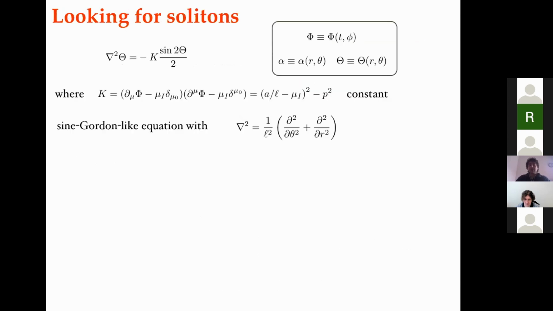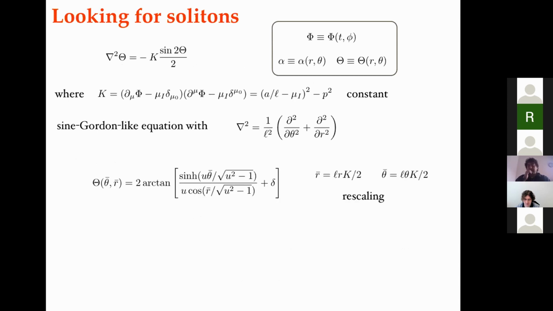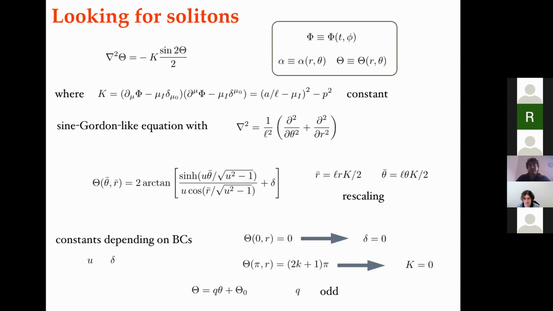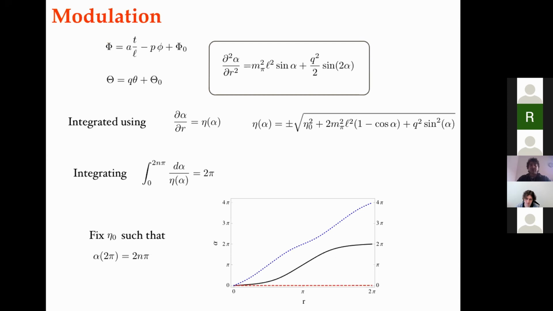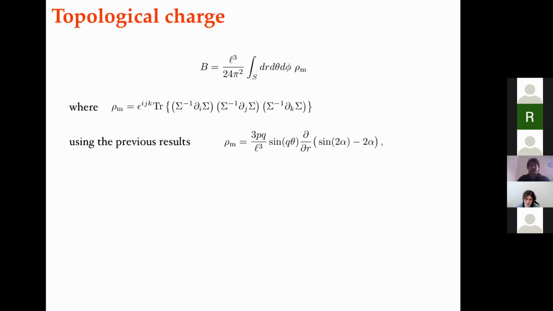Then one can do the same for theta, which obeys a Sine-Gordon-like equation with clearly the typical kink solution. Also in this case, one can take a simplified version with simply a linear dependence on theta. Finally, there is the alpha modulation, which is the third field, also in this case a static solution. And basically, one can easily integrate the corresponding differential equation and obtain this result.